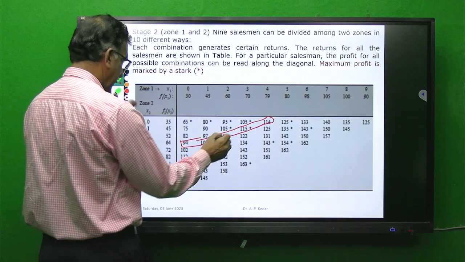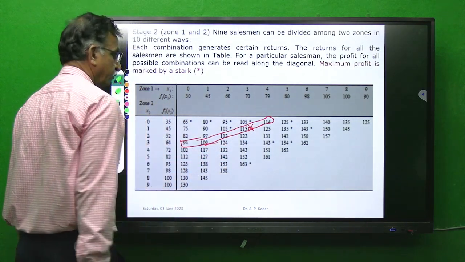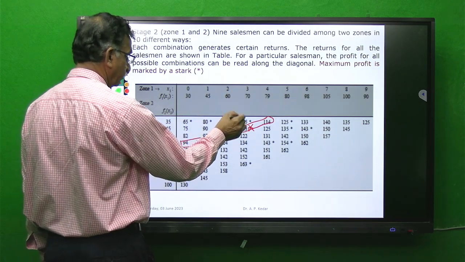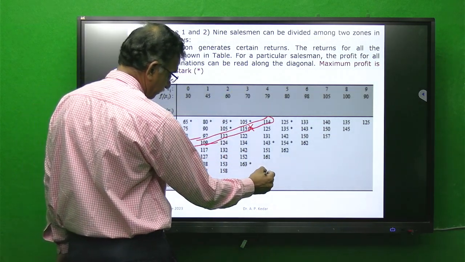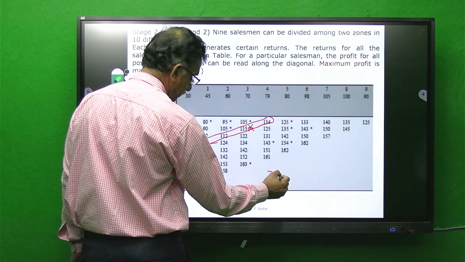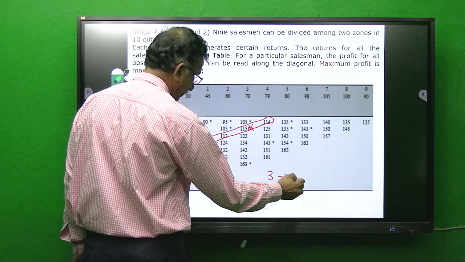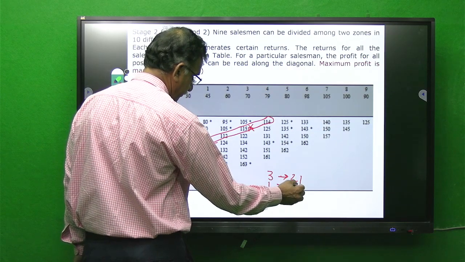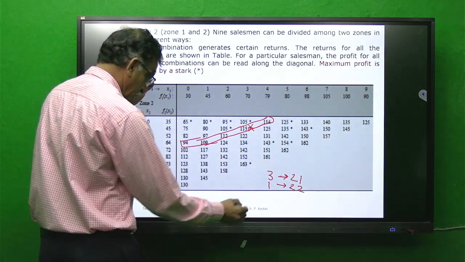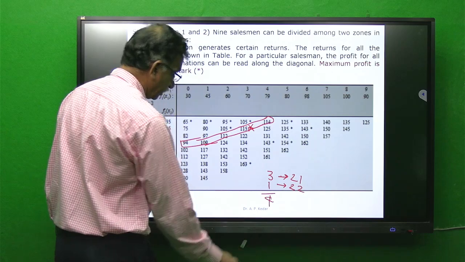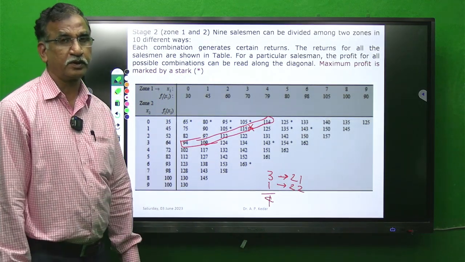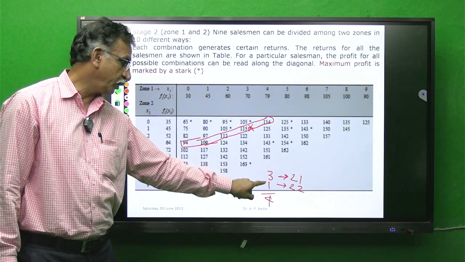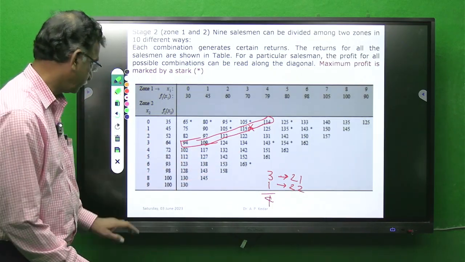And we have starred this value as 115, and this 115 is the combination of 3 salesmen from zone 1 and 1 salesman from zone 2. In that way it gives you 4, and right now we have estimated 5 from zone 3. So the division will be 3, 1 and 5.